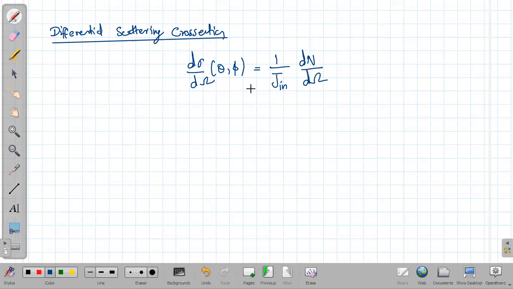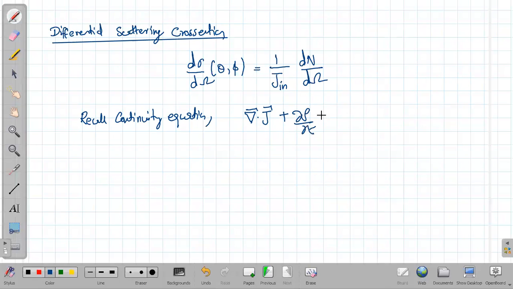Now, how do we find this j? In order to find j, you can just recall the continuity equation. The continuity equation relates the flux j and the density rho: del dot j plus dou rho by dou t must be 0. This is called the local conservation of probability.